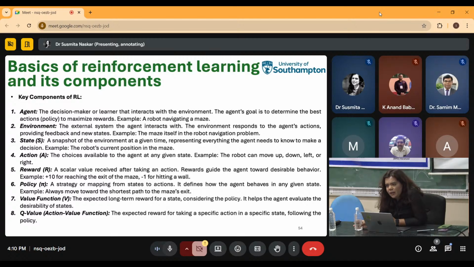Agent is the decision maker or the learner, right? Who is learning for this. So basically that's the agent's job. It interacts with the environment, it makes choices, it learns from the feedback and it receives the feedback. So basically the agent's ultimate goal is to maximize its rewards over a period of time. Isn't it? And then what is the environment?